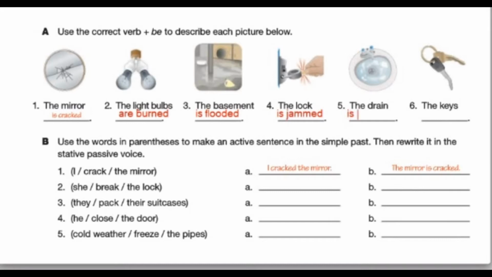The drain is closed. The drain is clogged. Very good. Clogged. And finally, what happened to the keys? The keys are bent. Very good. Here we use a simple past and here a verb in the past participle. So what is sentence number 2?